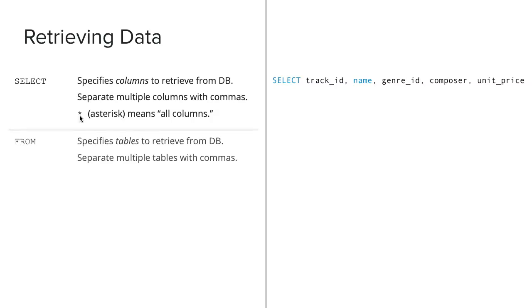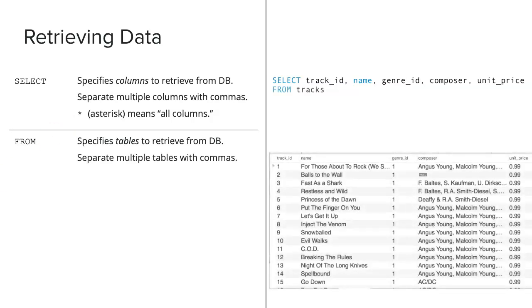Okay. And then the second one we're going to be using is from. From, this keyword is very important. From specifies what tables. So what table are you searching from? Are you searching from tracks, artists? We need to specify what table exactly. And you can select multiple tables by using commas as well.